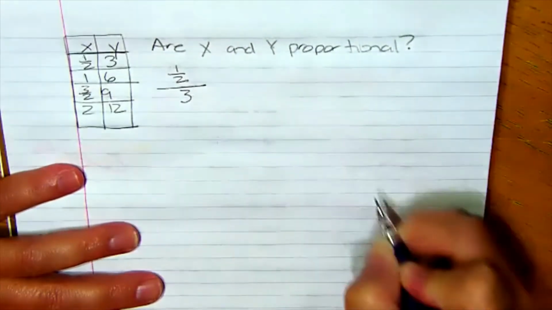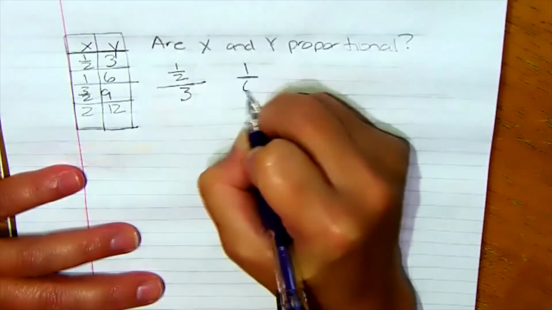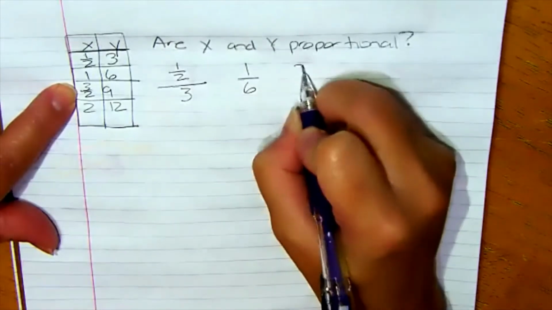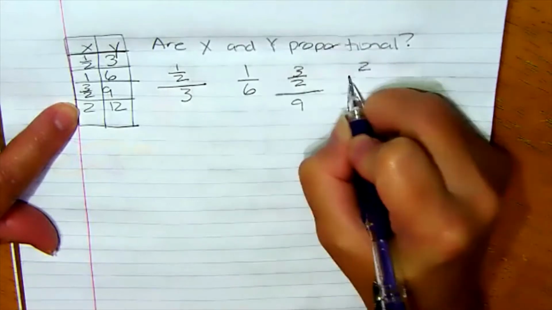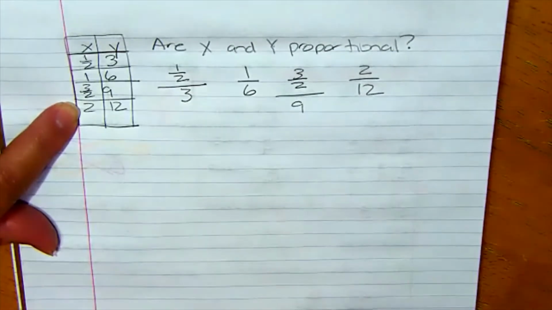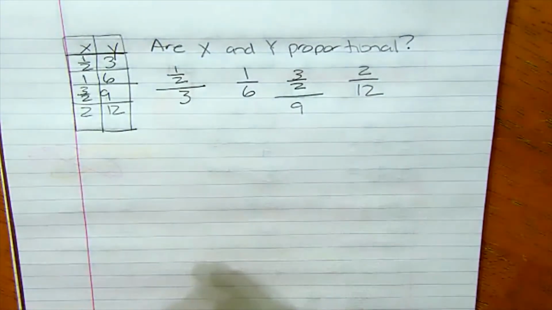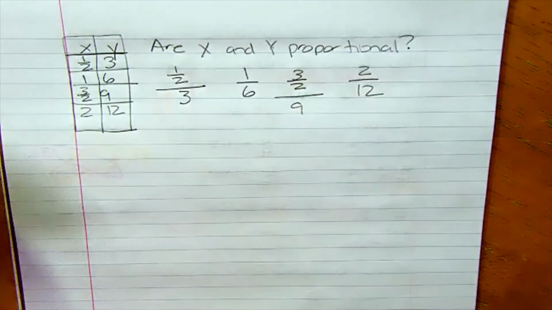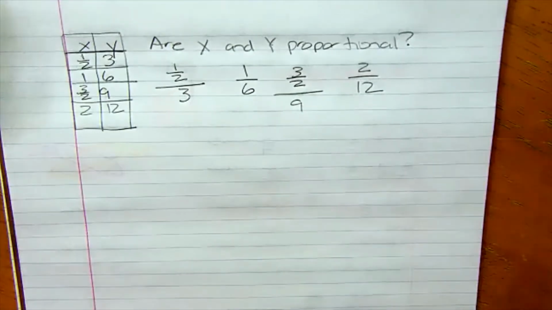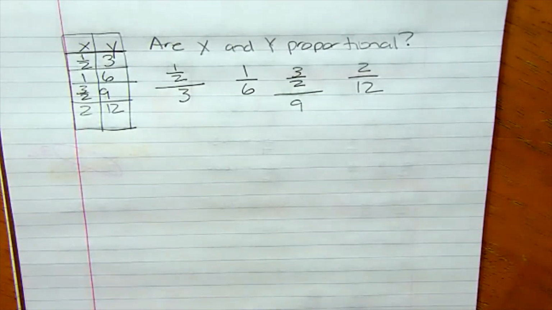1/2 over 3, 1 over 6, X over Y. So if I wanted to, when I look at this, the ways that make sense to me would be either to reduce fractions or turn them into decimals. Both of those ways make more sense than cross multiplying.